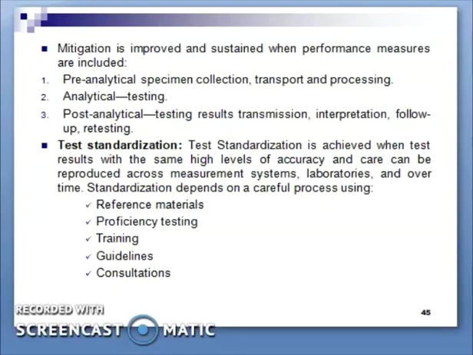So test standardization is achieved when test results with the same high levels of accuracy and care can be reproduced across measurement systems, labs, and over time. Standardization depends on a careful process using reference material, proficiency testing, training, guidelines, consultations, etc.